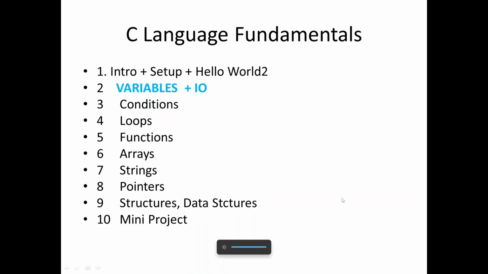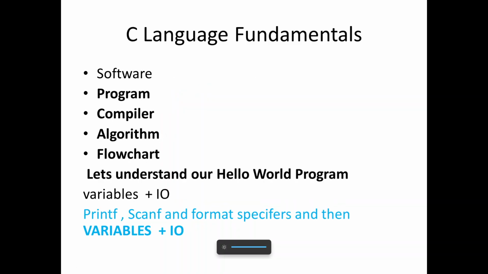So while we move towards variables and input and output operations, first thing, what is software? Software is a collection of programs and related data that instruct the computer to perform a specific task. For example, this PowerPoint presentation is software, YouTube is software, Windows is software.